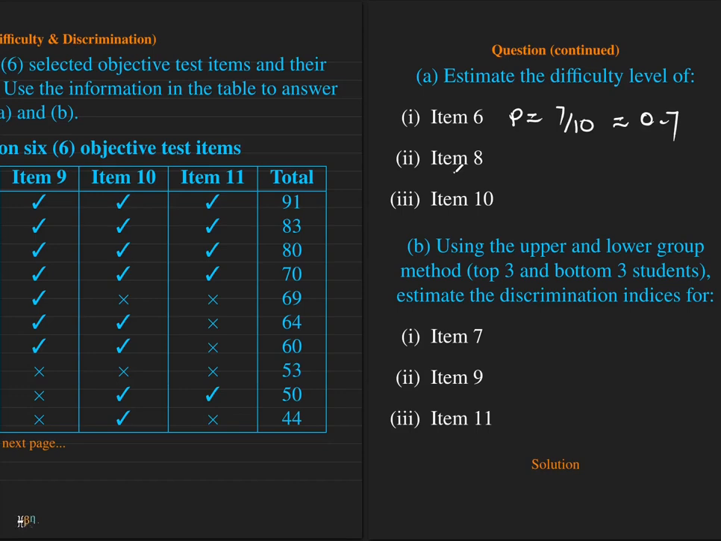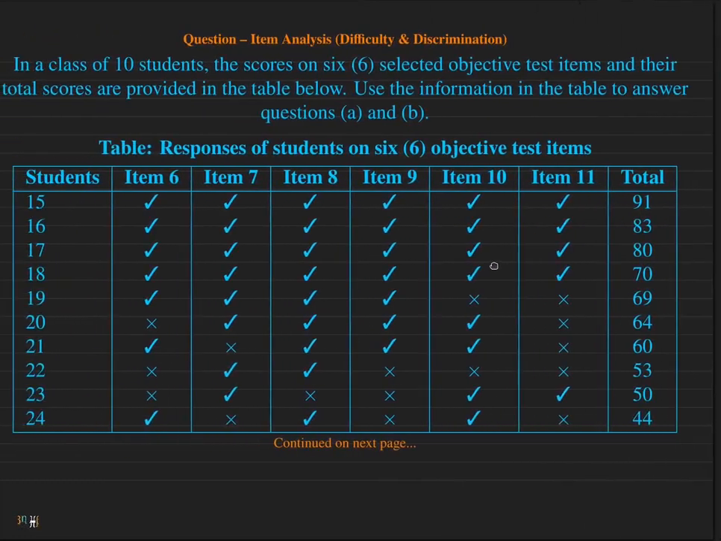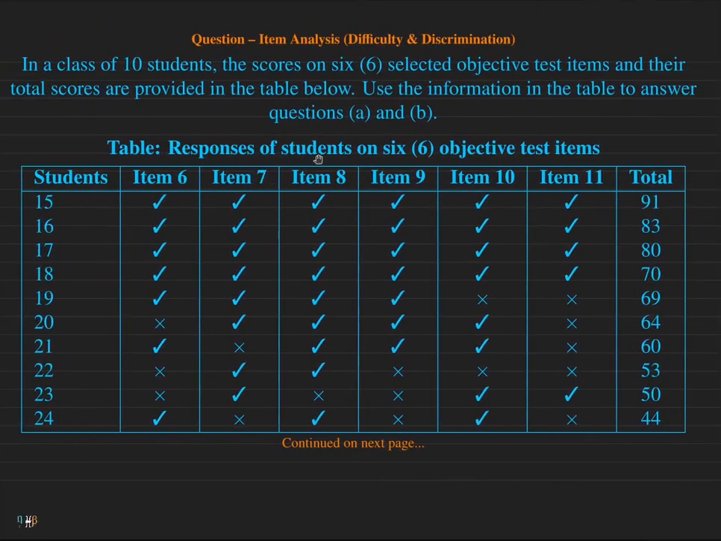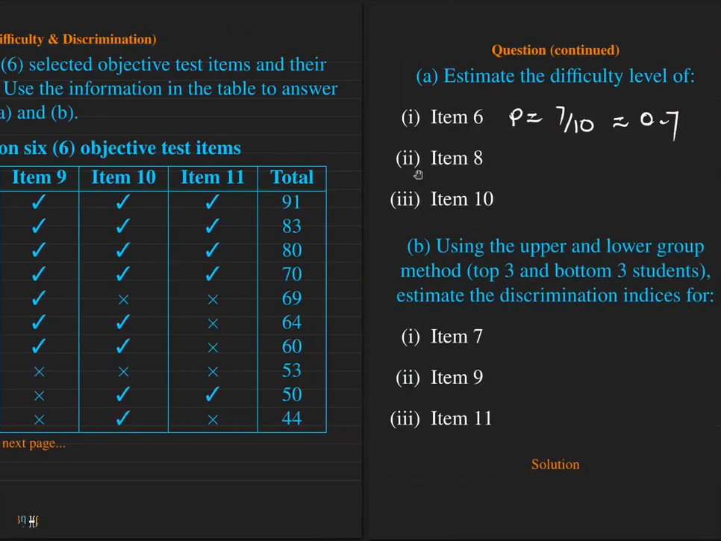Same applies to item 8. So let's go all the way to item 8, and then we check how many students got it correct. So as you can see, all got it correct except 1. You see, so that is a 9. Hence, for item 8, the level of difficulty, P, is simply going to be what? 9 over 10, which also gives us a 0.9.